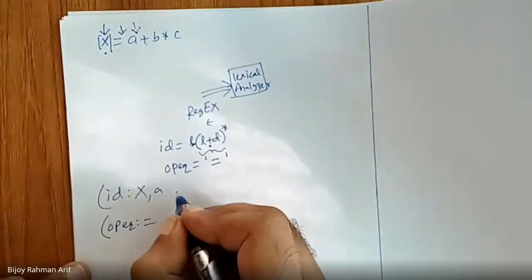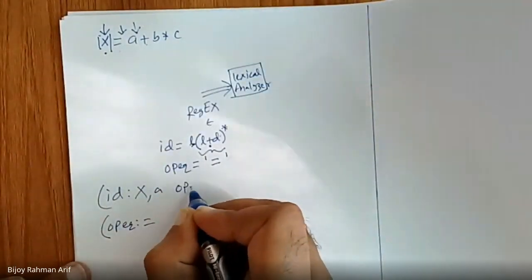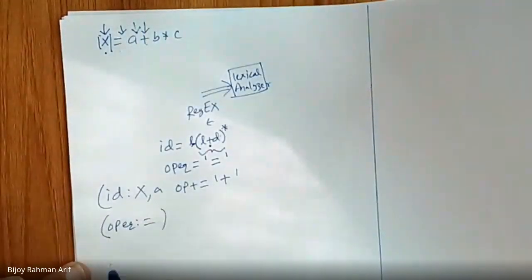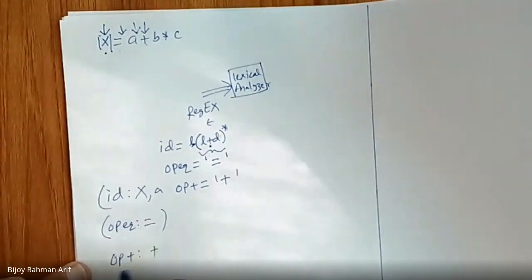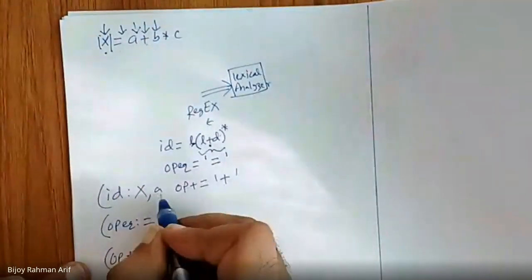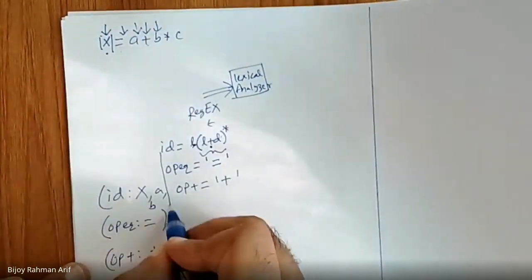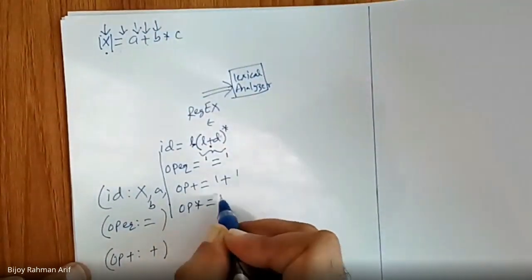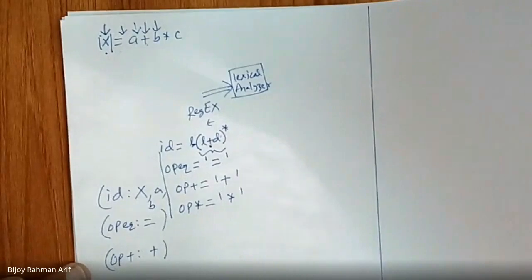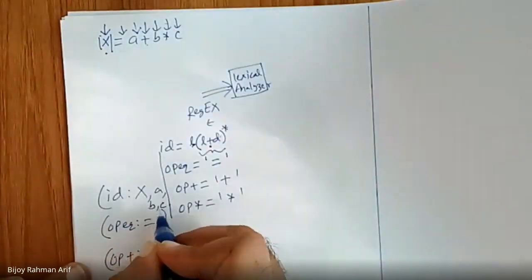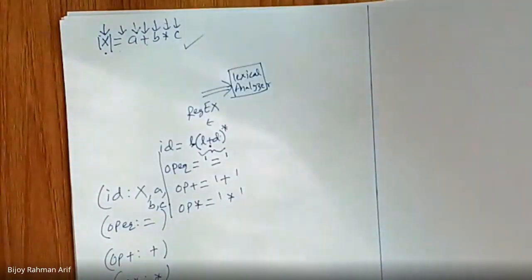Then let's give another regular expression. Operator plus is nothing but plus. So it reads plus and gets operator plus. Then it reads B and again gets another ID, B. Then it gets star. I give another regular expression: operator star is nothing but star. Then it gets operator star. And then it reads C. C is an ID. We are done. Is the process clear to you?